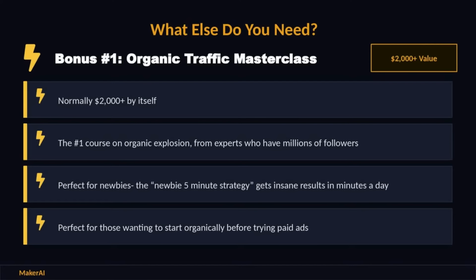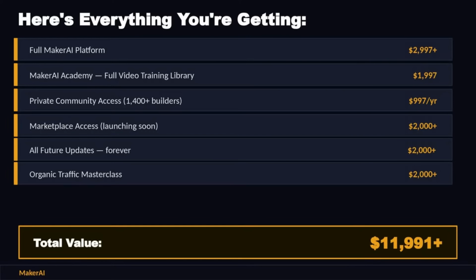This is actually done by one of the top social media influencers out there today. It's normally sold for $2,000 by itself, but we've secured it included as a special bonus here. It's the #1 course on organic explosion from experts who have millions in followers, perfect for newbies. The newbie 5-minute strategy gets insane results in minutes a day, and is perfect for those wanting to start organically before trying paid ads.